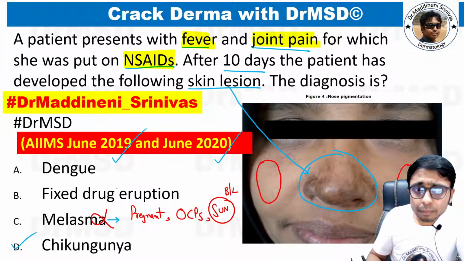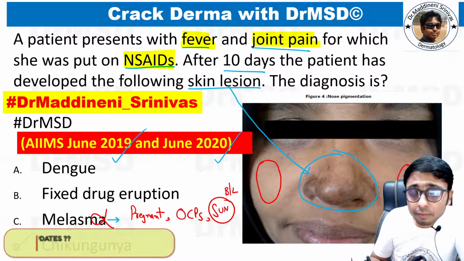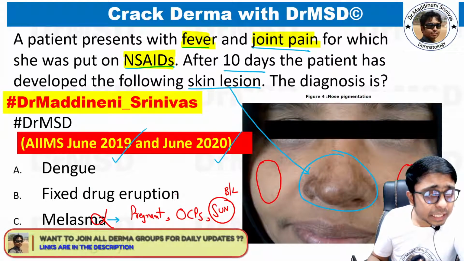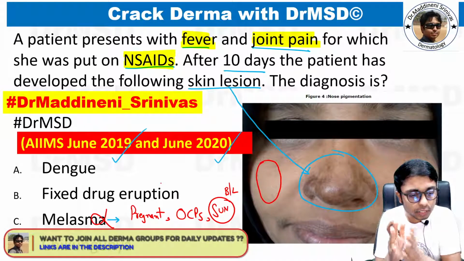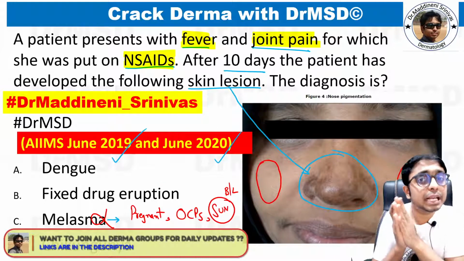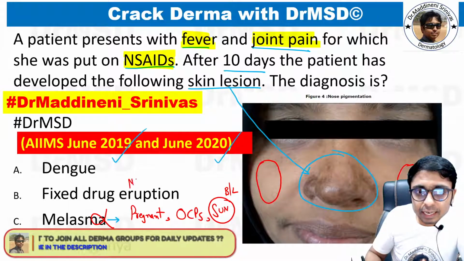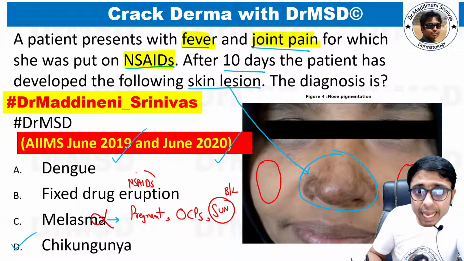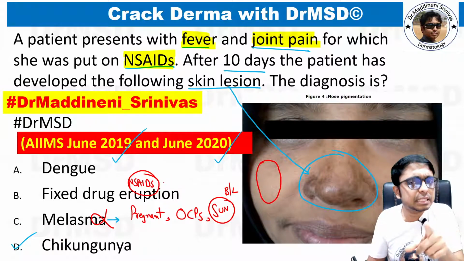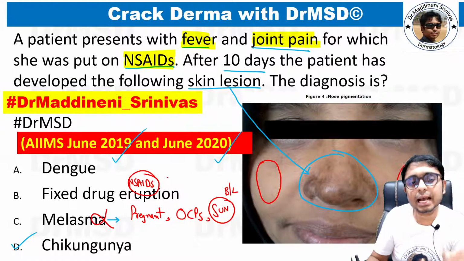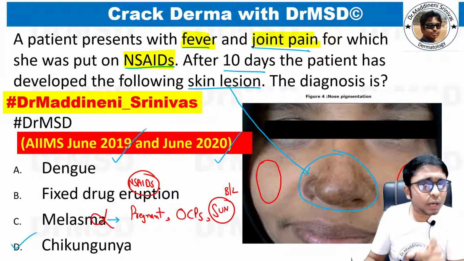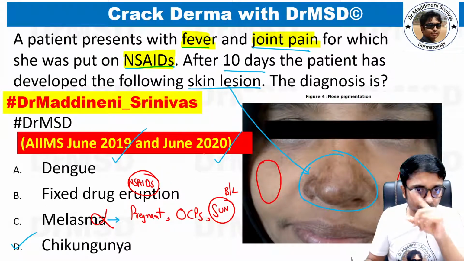And also many students have marked fixed drug eruption as the answer, but it is not fixed drug eruption. Why? As you might see, the clue given in the question is NSAID. So this is the reason why FDE will be marked as the answer by many students, but I will tell you why it is not FDE.